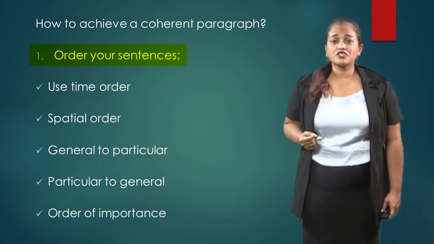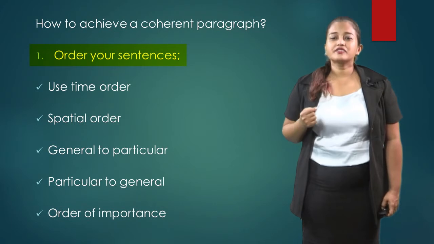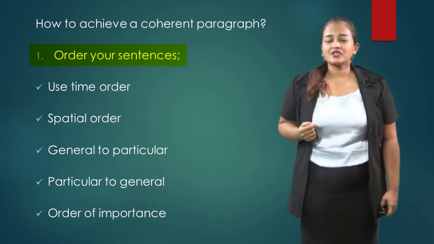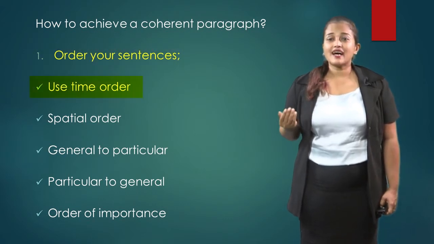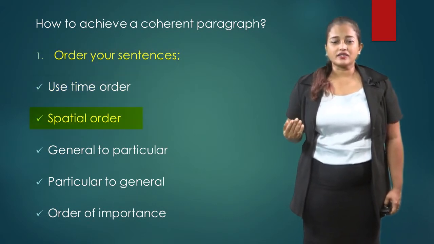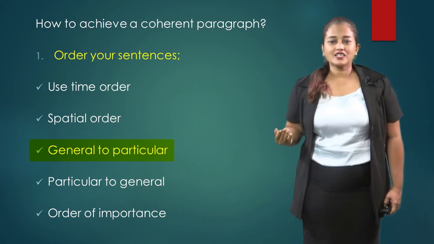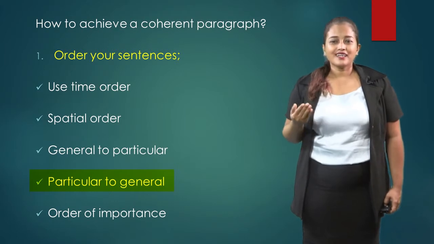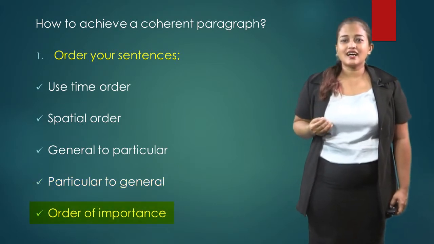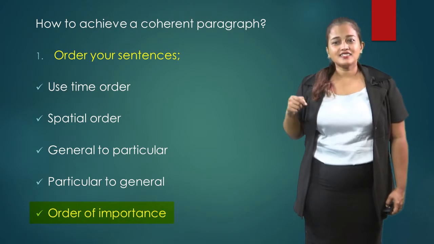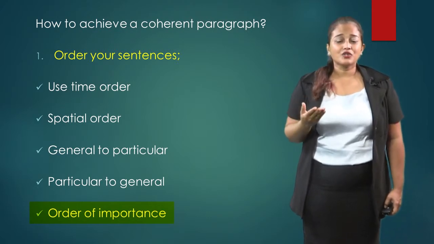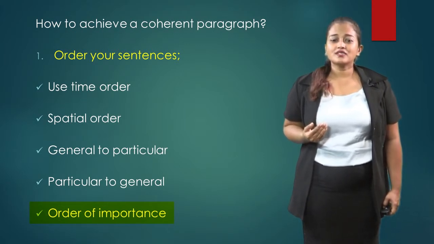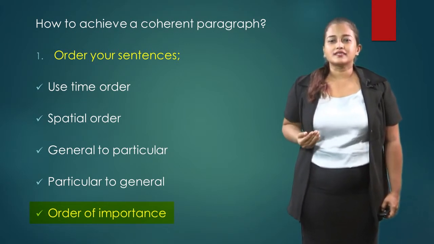One of the first things you may want to do in order to achieve a coherent paragraph is to order your sentences. You can use time, spatial order, general to particular, particular to general, or in mathematics, you know these as ascending and descending order. Yes, you may use those as well. Or you may use the order of importance.